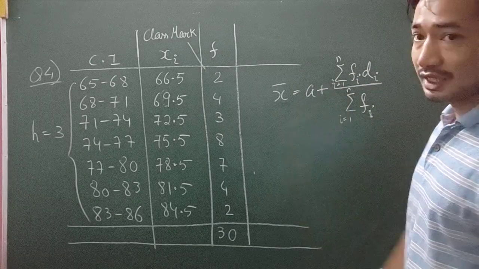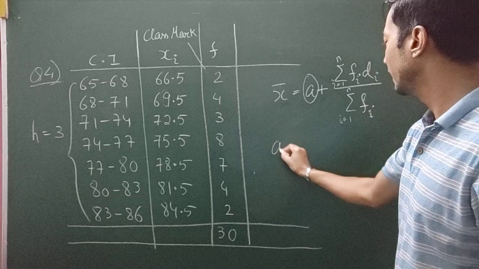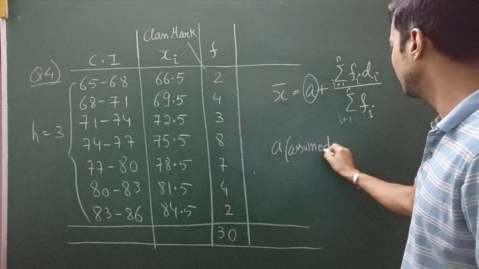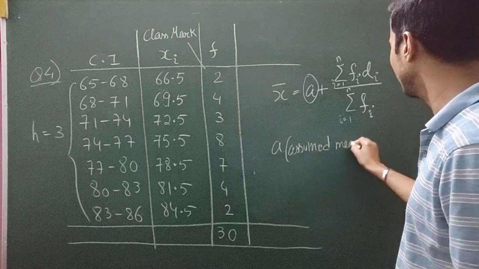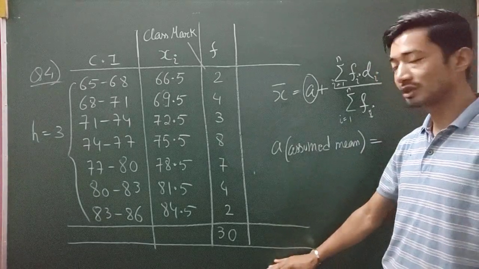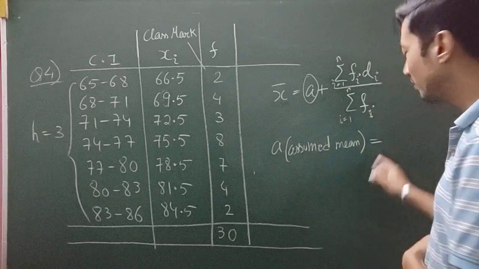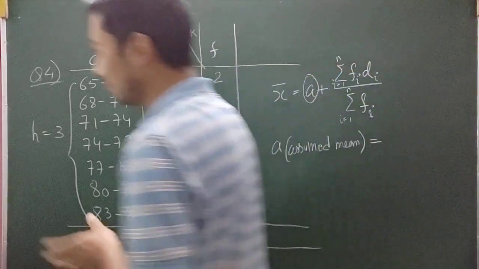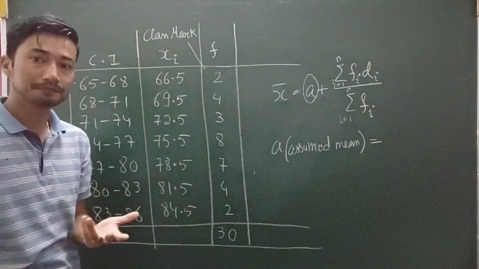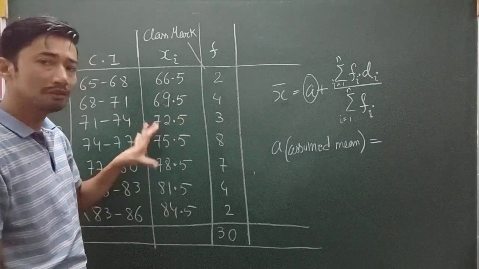What is di? What is a? We'll get back to it. First, a. A here actually represents the assumed mean. So first we'll have to calculate it below the table. Below the table you can just write A in bracket, assumed mean, is equal to... we will be assuming our mean from the mid value of the class mark. Actually any one value you can take, but generally we prefer the middle one.